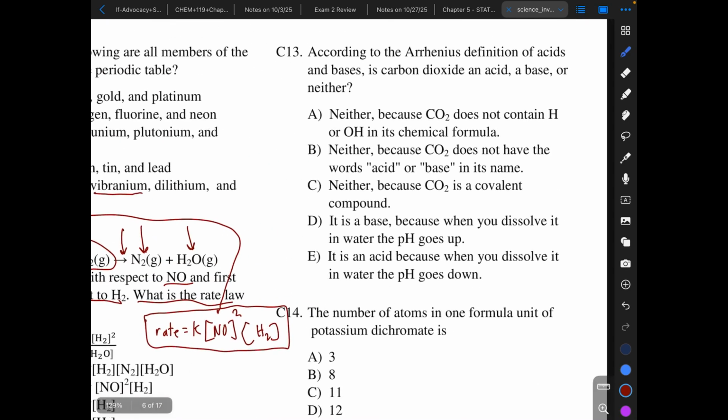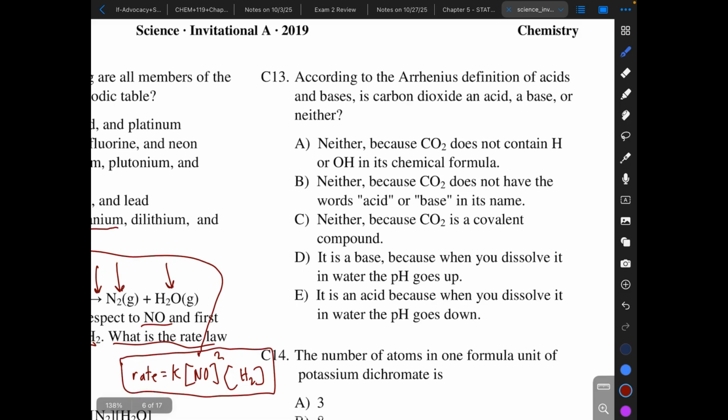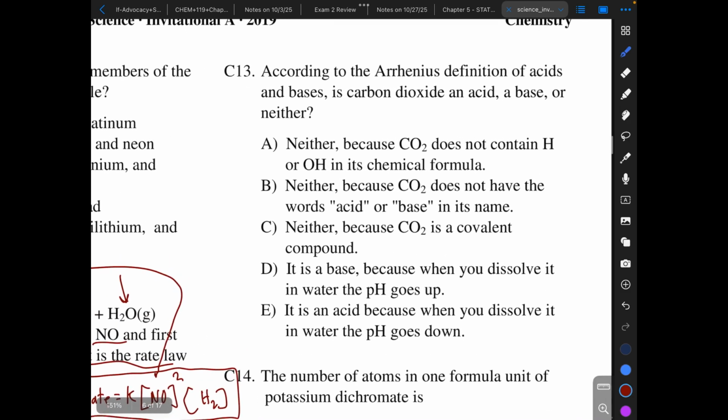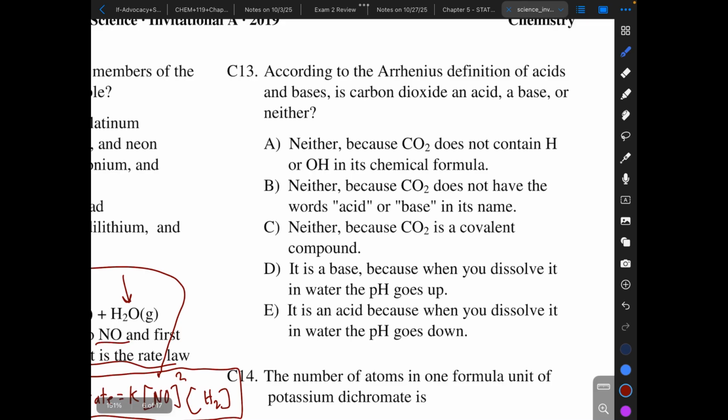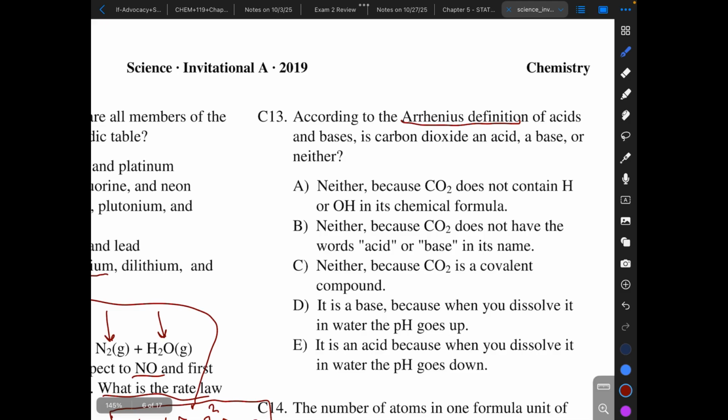For number 13, we're asked, is carbon dioxide an acid, a base, or neither, according to the Arrhenius definition? So what is that? Arrhenius basically states that if a compound releases H+, it's an acid. If it releases OH negative, it's a base. So, does carbon dioxide release H+ or OH negative?